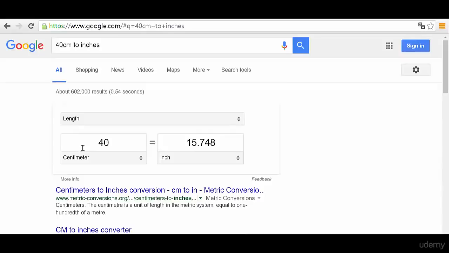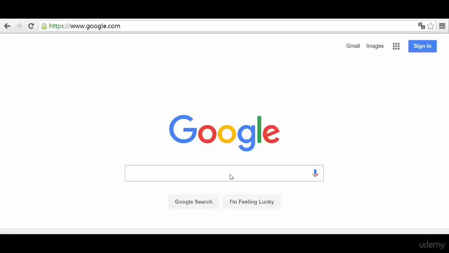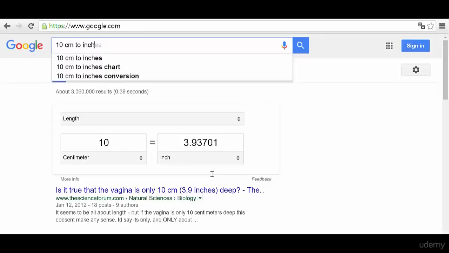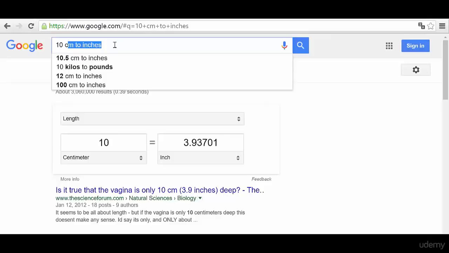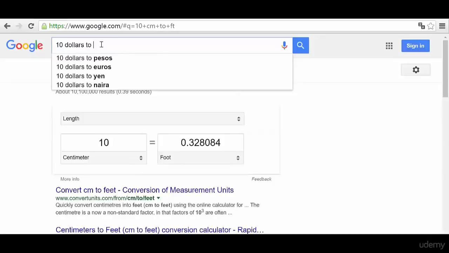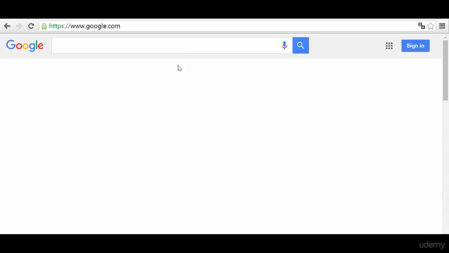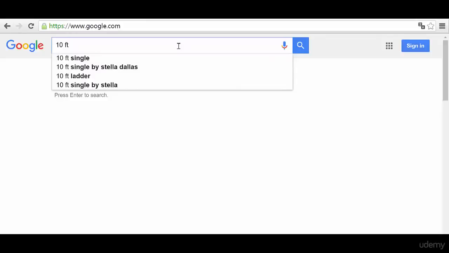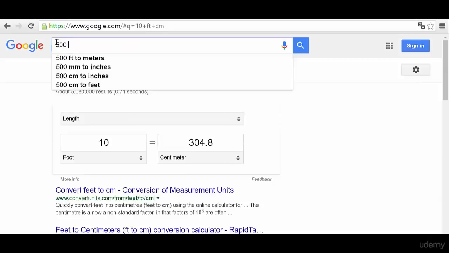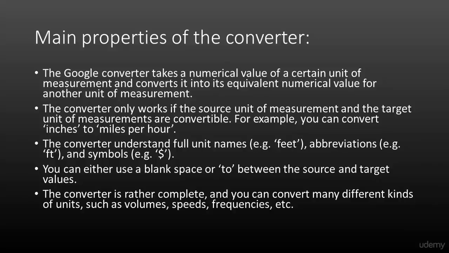The converter understands full unit names such as feet, abbreviations such as FT, and symbols such as the dollar symbol. You can either use a blank space or two between the source and the target values. The converter is rather complete, and you can convert many different kinds of units, such as volumes, speed, frequencies, etc. But it also has its limitations.